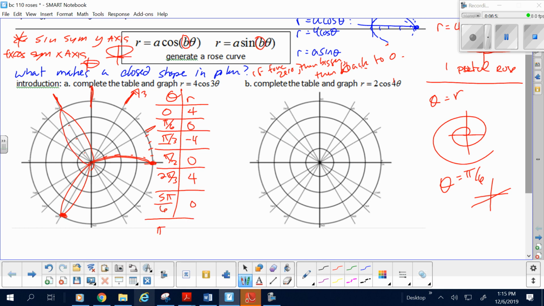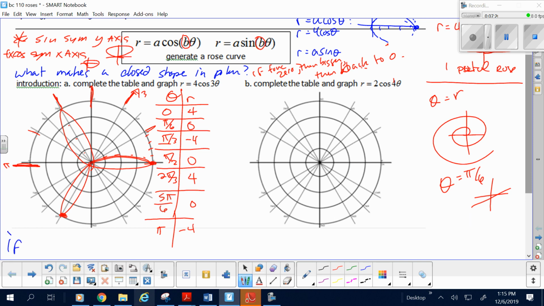And pi. If you did pi, you get cosine of 3 pi. 3 pi is like pi. Cosine of pi is negative 1, so we get negative 4. So when I face pi, I don't go forward 4, I go backward 4. Now that actually completes the leaf like that.